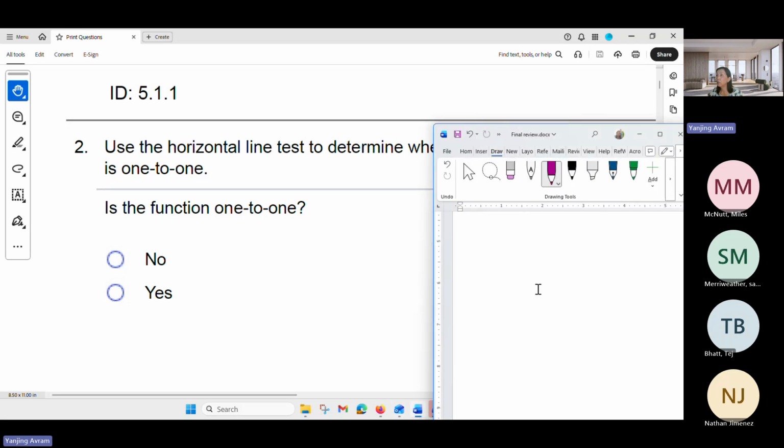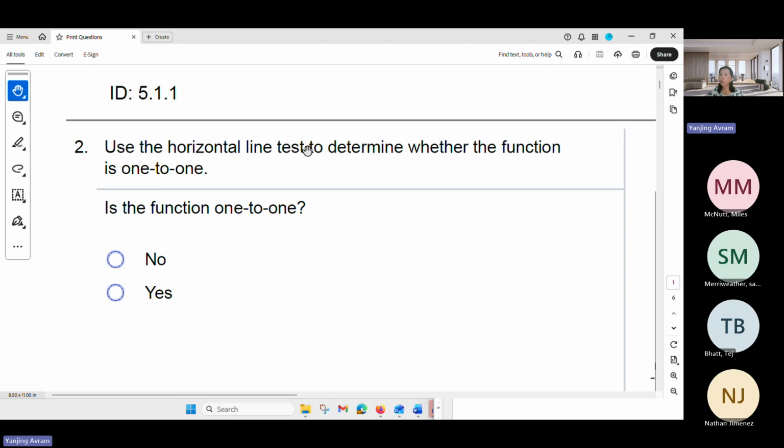A one-to-one function means 1 X only has 1 Y, and 1 Y also only has 1 X. If 1 X only has 1 Y, this is called passing the vertical line test. If you also have 1 Y corresponding to only 1 X, we call this passing the horizontal line test. So use the horizontal line test to determine whether the function is one-to-one.